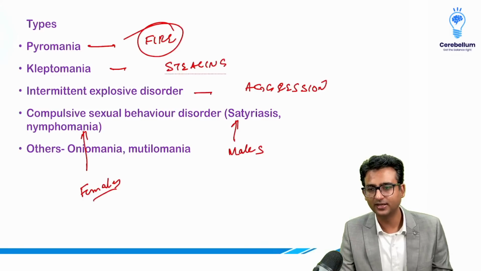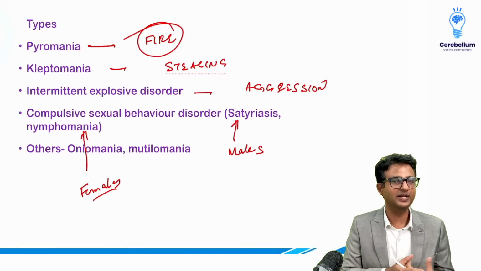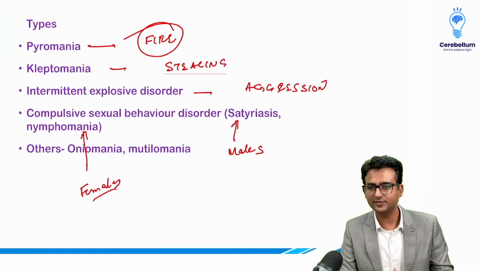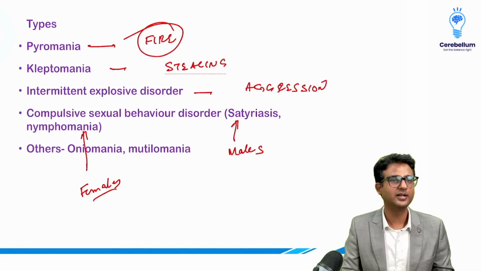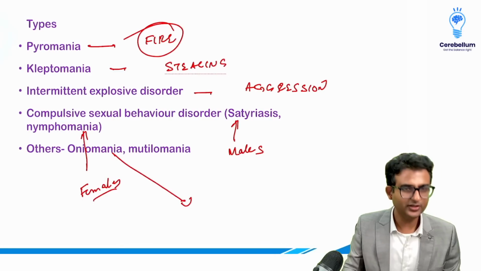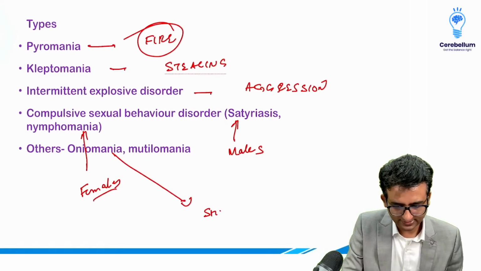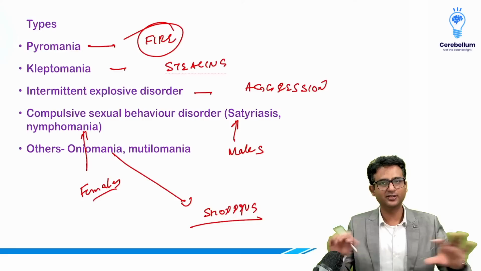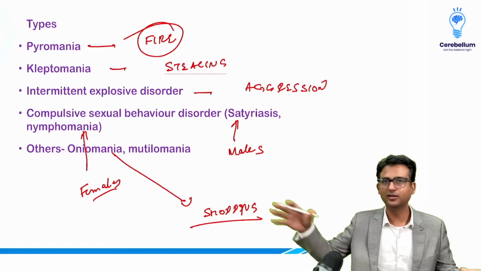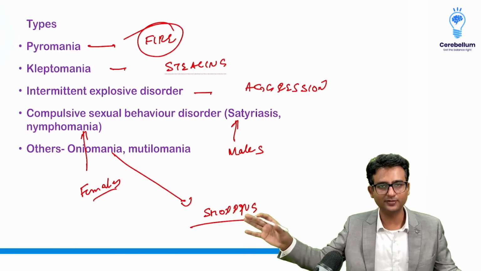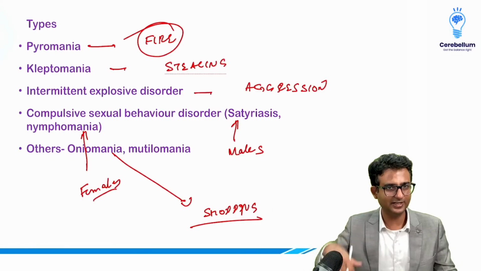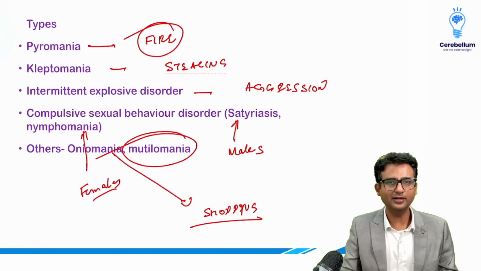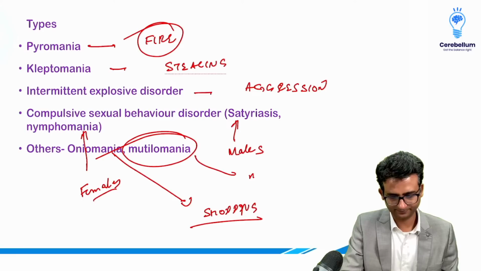बार बार आता है एग्जाम में. Excessive sexual desire in males is satyriasis. Excessive sexual desire in females is nymphomania. What is oniomania? Shopping. Excessive shopping. You can't control the impulse to shop. You don't have money, the credit card is gone, you see the sale, you just can't stop yourself. सब खरीद के ले आए, पैसे हैं नहीं but खरीद के ले आए. Mutilomania, mutilating the animals.